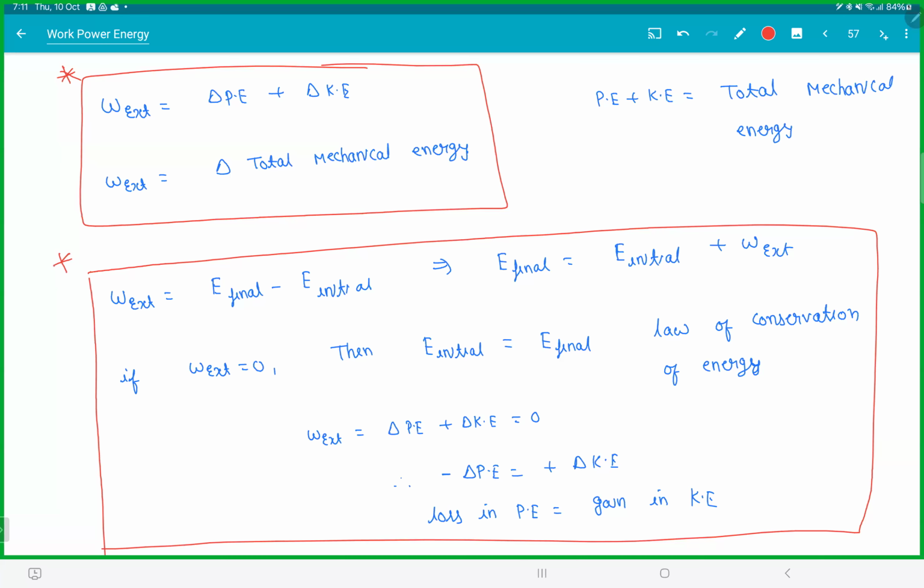So if there is work done by external force, use the work energy theorem. If the work done by external force is zero, it becomes the law of conservation of energy. So the work energy theorem is a more powerful one. The law of conservation of energy is a subset of it.